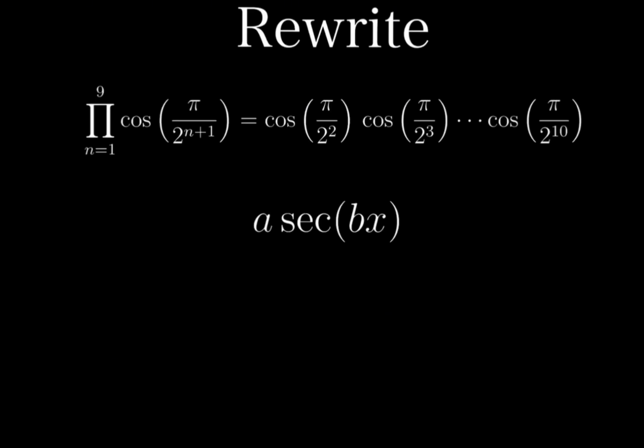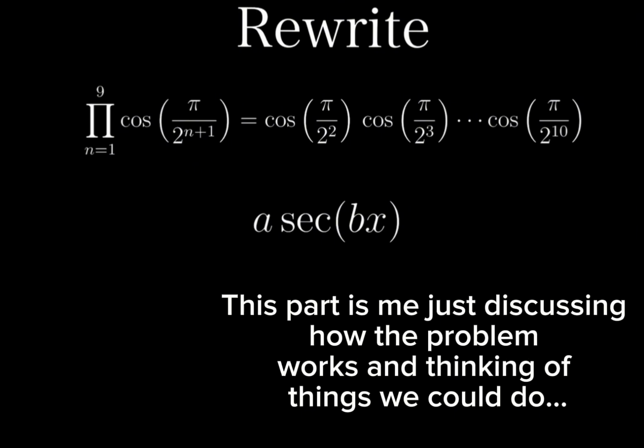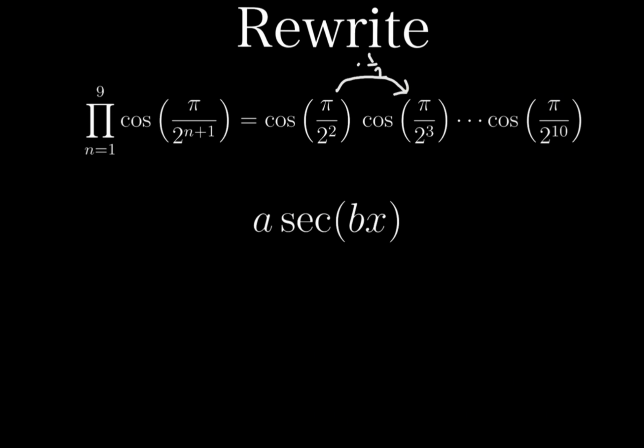We first notice a pattern that is going on with the angles. Looking at the second cosine, we see that we're taking the cosine of pi over 2 cubed, and pi over 2 cubed is half of pi over 2 squared. So in succeeding terms, we're just multiplying the angle by 1/2. And the pattern keeps going until we get to pi over 2 to the 10th.